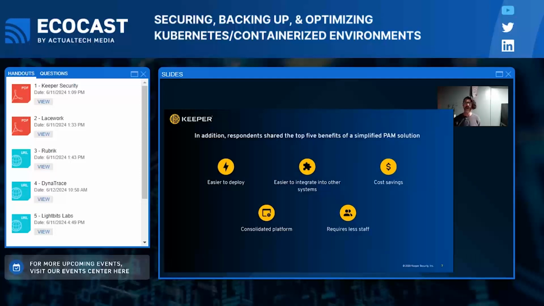They want to see some cost savings. This is the nice thing when you can unify a platform. Some cost savings, right? I'm not paying for three separate pieces of software, four, five, or six. It's one platform. Consolidated, one platform. That requires less staff.